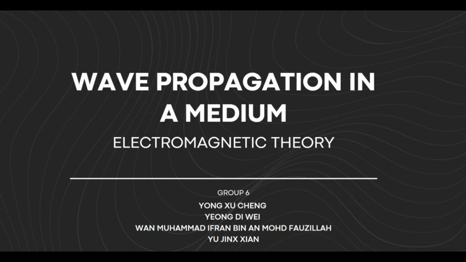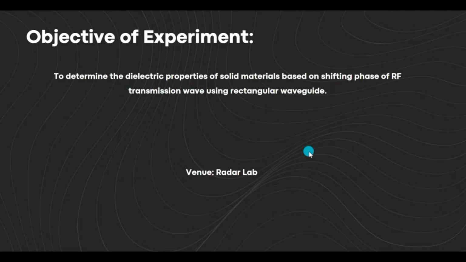Greetings to everyone. Today we are from Group 6 and we are going to present our topic, the wave propagation in a medium. The objective of the experiment is to determine the dielectric properties of solid materials based on shifting phase of RF transmission wave using rectangular waveguides. The experiment is conducted in the radar lab in UTM.